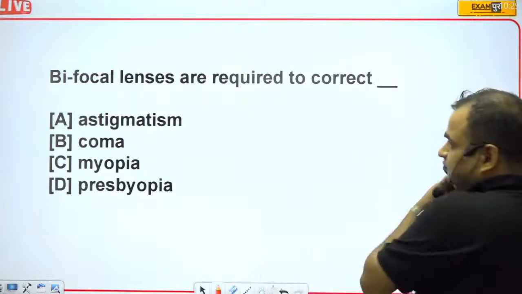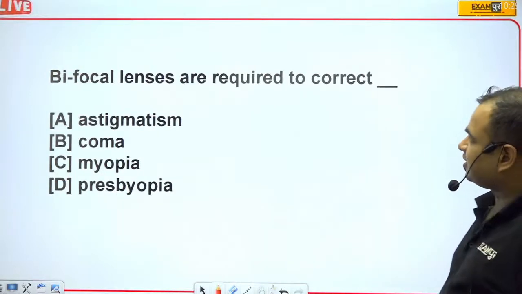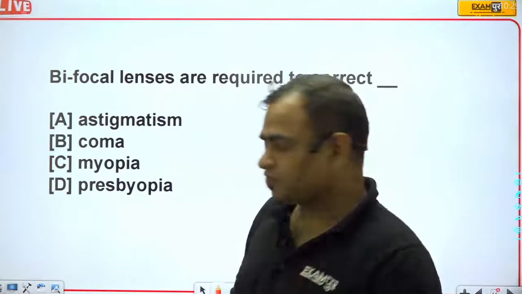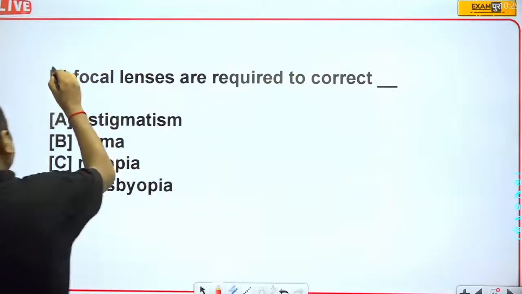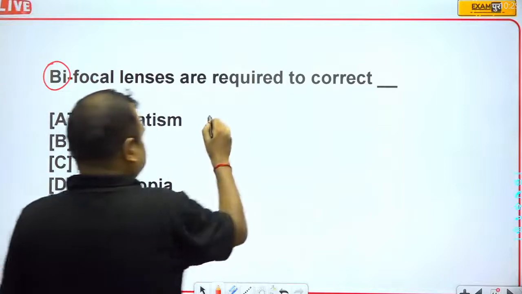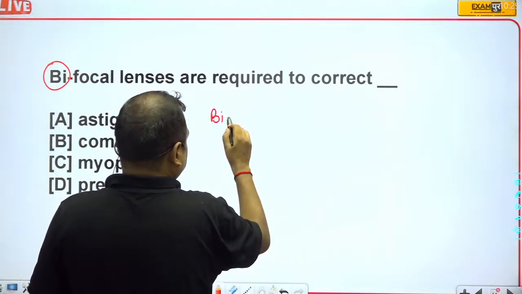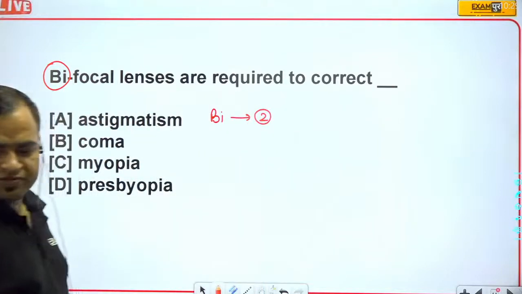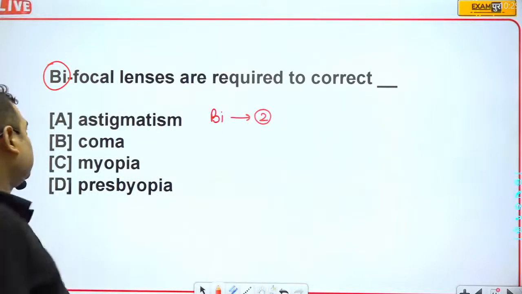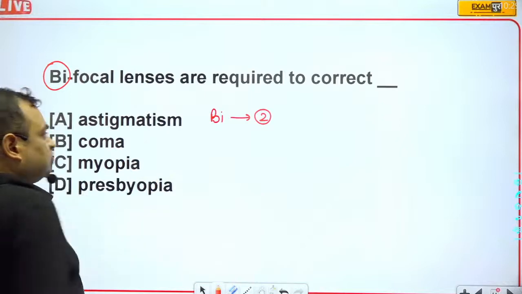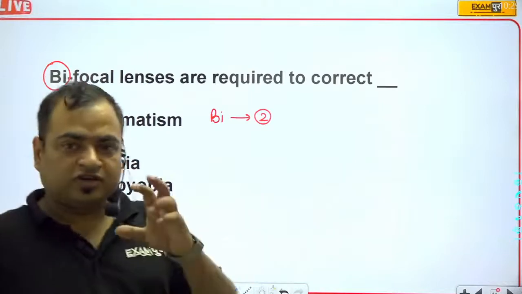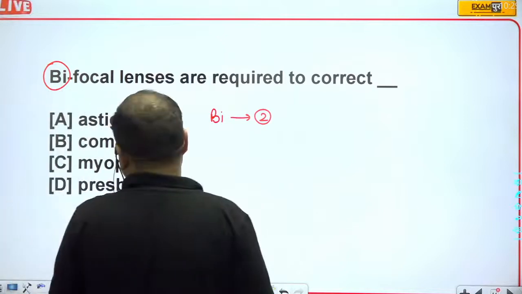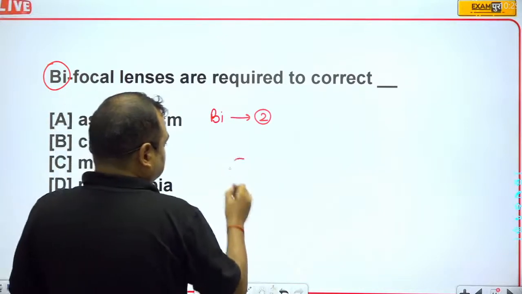Bifocal lenses are required to correct this. First of all, you should know about the bifocal lens. What is bi? Bi means two. Focal means focal length. Those lenses whose focal length is of two types.